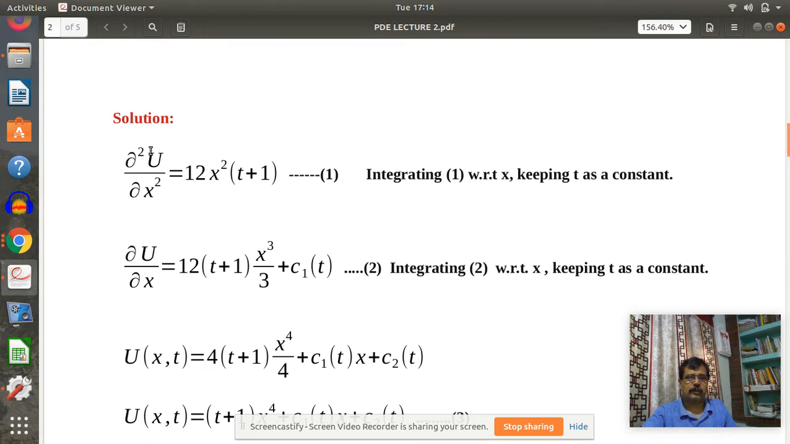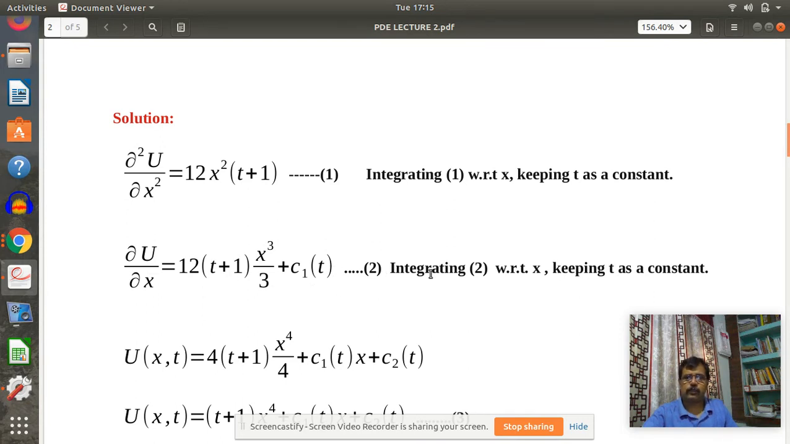So what is the result? ∂u/∂x equals 12(t + 1), which is the constant, times the integral of x², that is x²/3 (so x³/3), plus a constant of integration. As we treat t as a constant, that constant may contain functions of t. So I write the constant of integration as c1(t), because we are treating t as a constant. Now we have this equation.